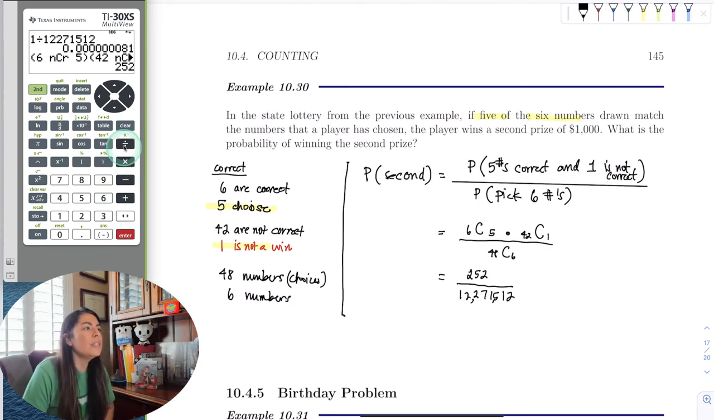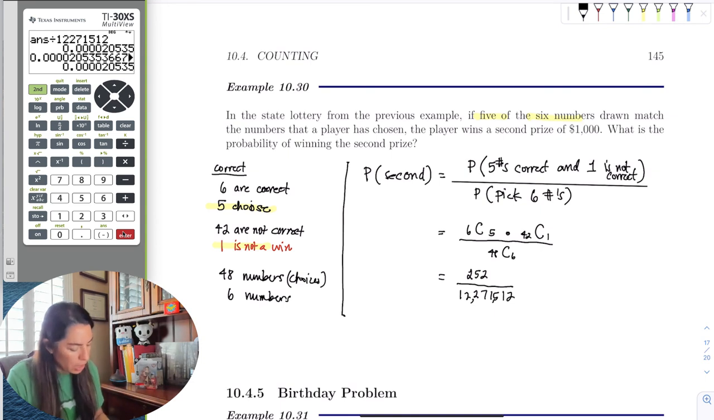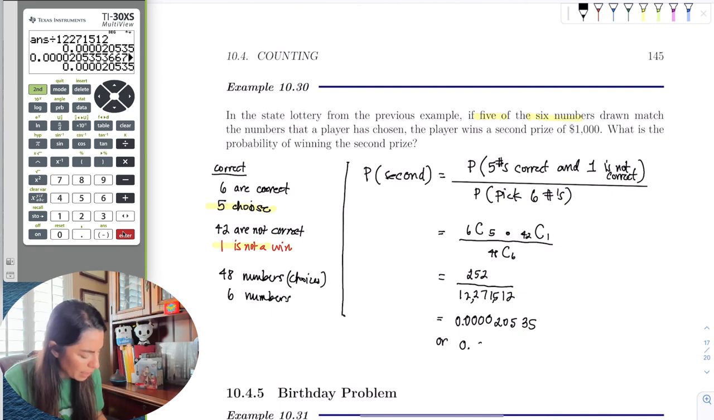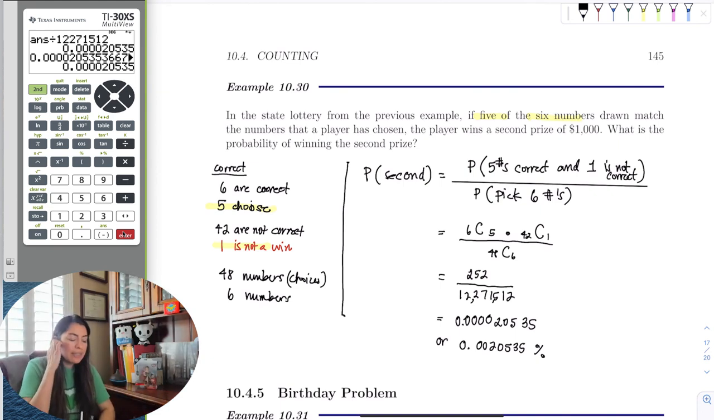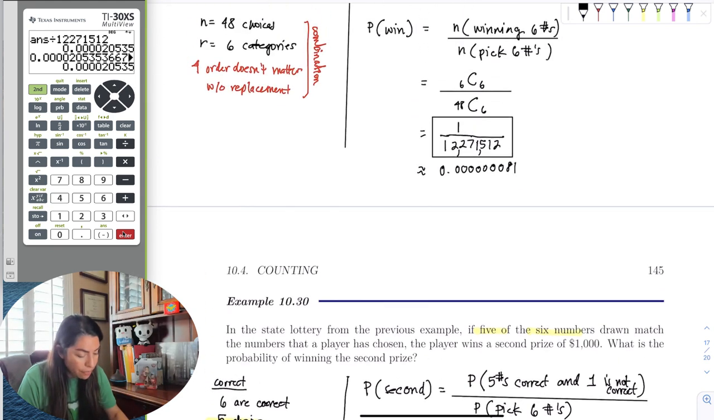Okay, so if I go ahead and just divide this by the 12,271,512, I do get a decimal. I'm wondering if it's going to be too much if I go ahead and put it as a fraction. What do you think? Yeah, it is. So this one, or we could say 0.00002 0535. And then if you even want to see it as a percent, you can, but it's still really low. Right. So notice that this one is a little bit better. It's not as far off as this decimal here.